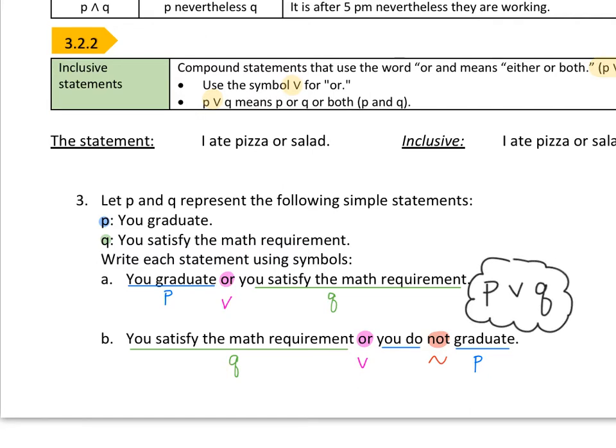Looking at this next example, you satisfy the math requirement. That is our Q simple statement. I see the word or, so we're using that V symbol. I now see you do not graduate, so we need that not symbol in there. And you graduate is our P, so this is going to be not P. Putting it all together, we have Q or not P.